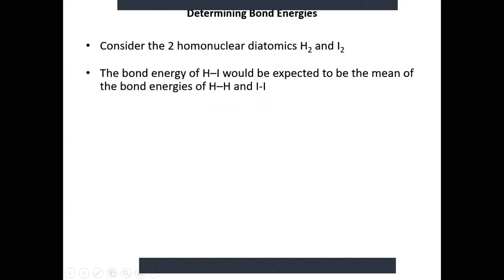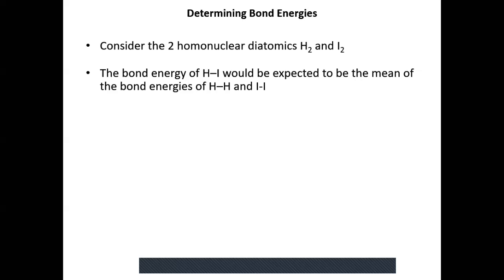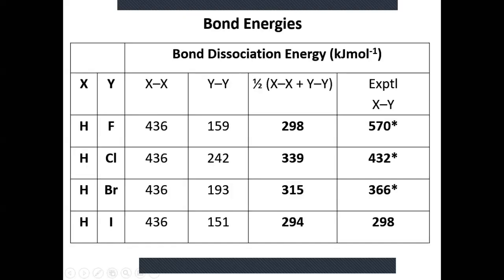So now sometimes we may want to determine bond energies. So let's say we have two homonuclear diatomic molecules, H2 and I2, and we want to determine what the bond energy of HI would be. And so we would think it would be the average between the HH and the II bond. So let's see if that's true. Let's look at some of these homonuclear diatomic species and the bonds they produce, and see if this is the mean or the average between the individual bond energies of the two homonuclear diatomic molecules.